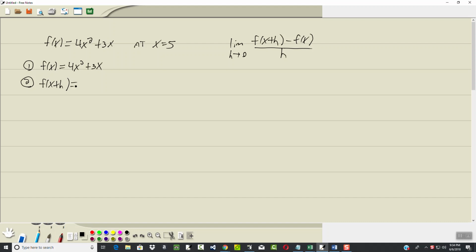Then we want to find f of x plus h, which means wherever my x is, I'm going to put in x plus h. So I'm going to have 4 times x plus h squared plus 3 times x plus h.